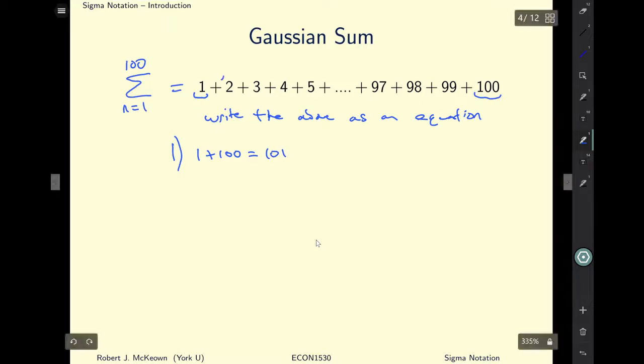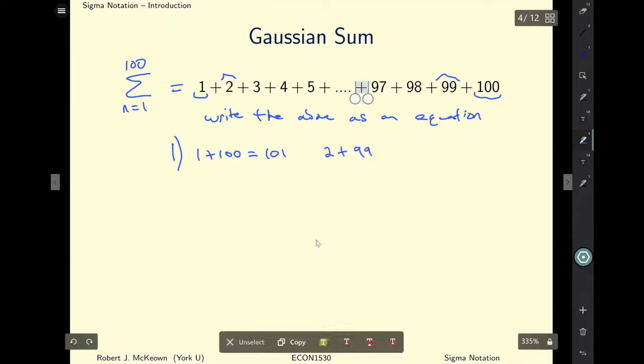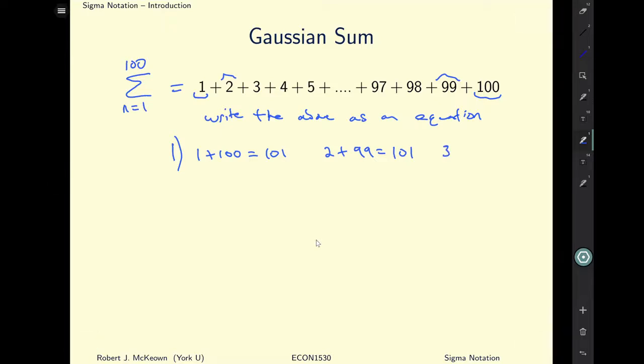Now I want you to notice that 2 plus 99 is equal to what? You guessed it. It's 101. What about 3 plus 98? It's also equal to 101. Isn't that interesting? Now, how are we going to use this?